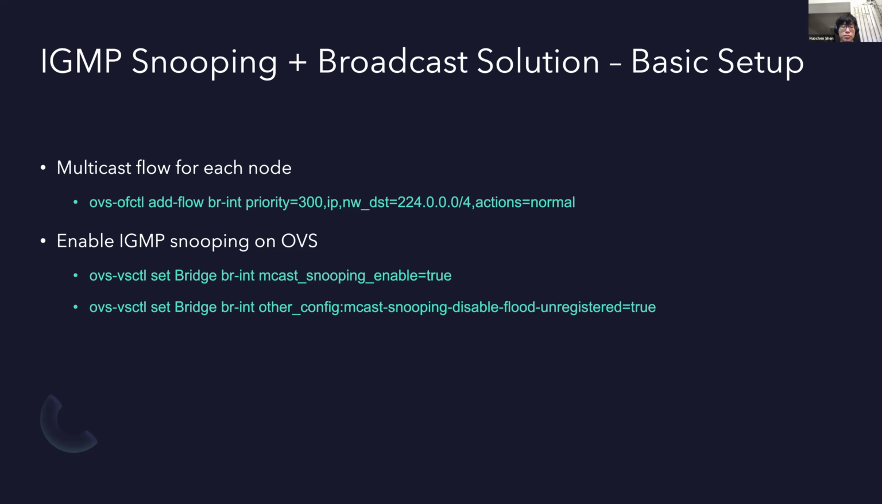And then we enable IGMP snooping in OVS to limit the traffic data in a node to be forwarded to the pods that need it. You can see the command line sample we should add in the green lines.